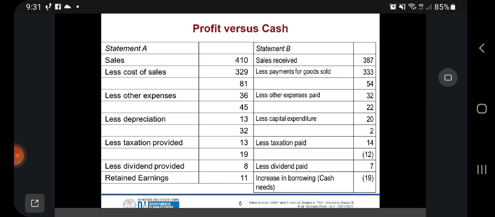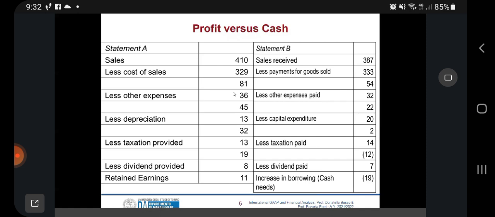For example, you have here less other expenses, 36, whereas the other statement is other expenses paid. You see the crucial word is either received or paid. In the cash flow statement, the concepts are related to the cash inflows and outflows. Either we receive money or we pay money. You see that other expenses paid are less than other expenses.